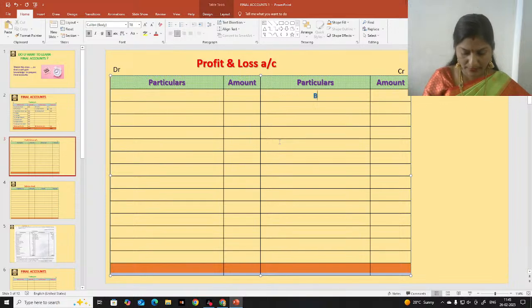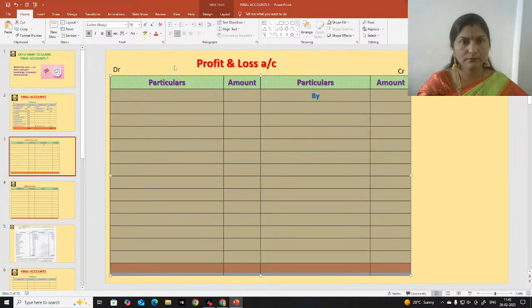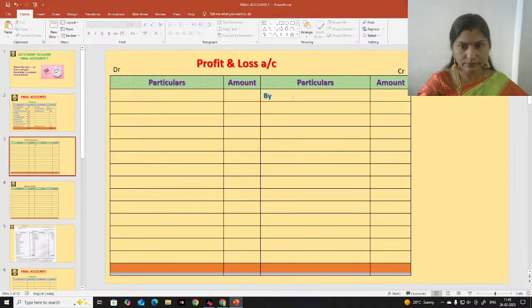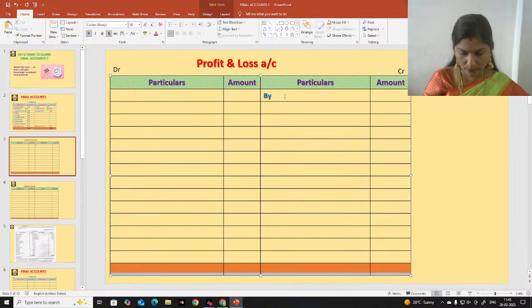Credit side, by gross profit brought down. You should say brought down because we are bringing it down, and the amount whatever we are getting as gross profit in the trading account, that should be recorded here.